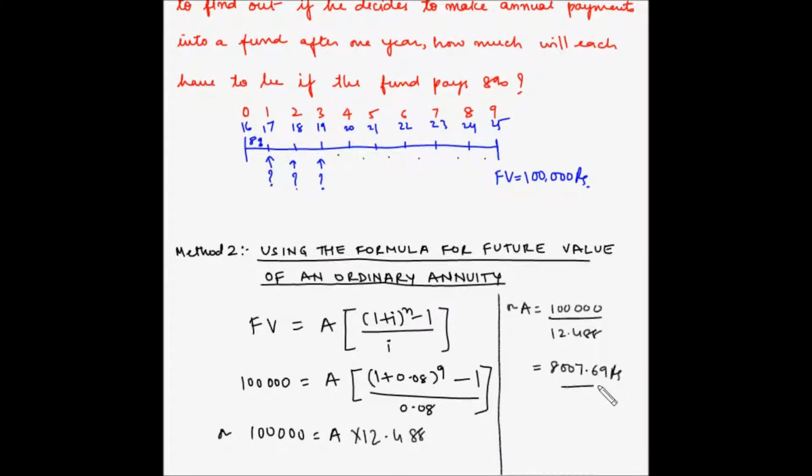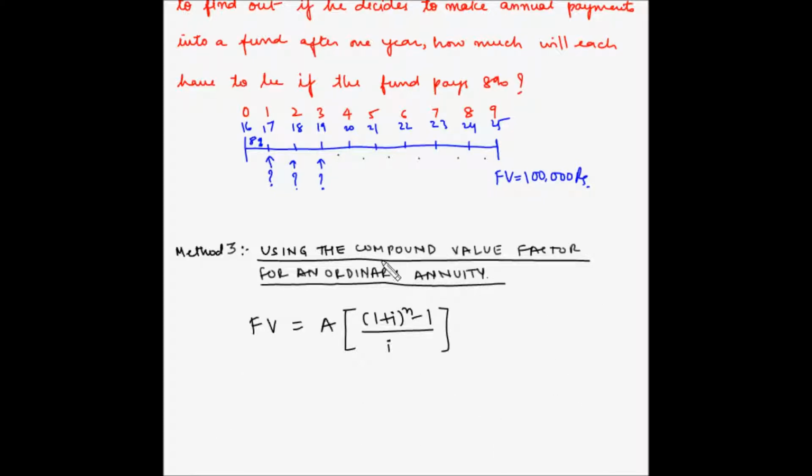8,007.69 rupees. So this is the same answer that we got in method 1. Now let's move to method 2, where we'll use the compound value factor of an ordinary annuity. So the third method is to use the compound value factor of an ordinary annuity.